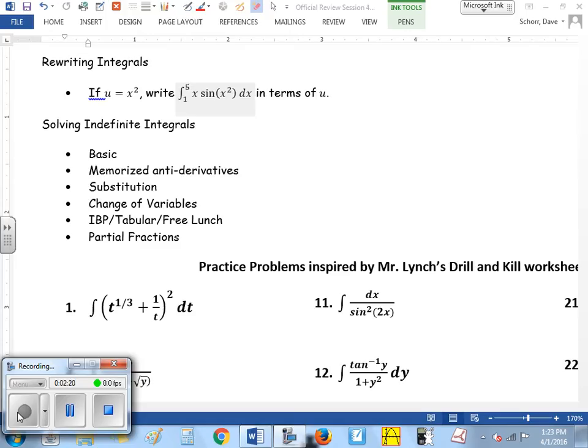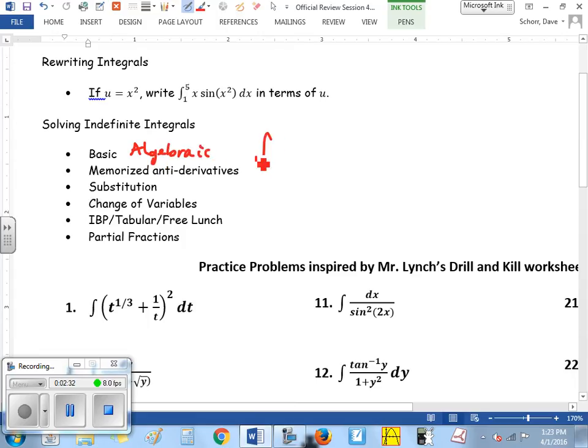Then under solving definite integrals, I have several topics there. We have basic ones, memorized ones. When I say basic, I just mean like algebraic problems. So you guys know if you're integrating x to the n, you're just going to add a power and then divide by your new power. So that's what I mean by basic.